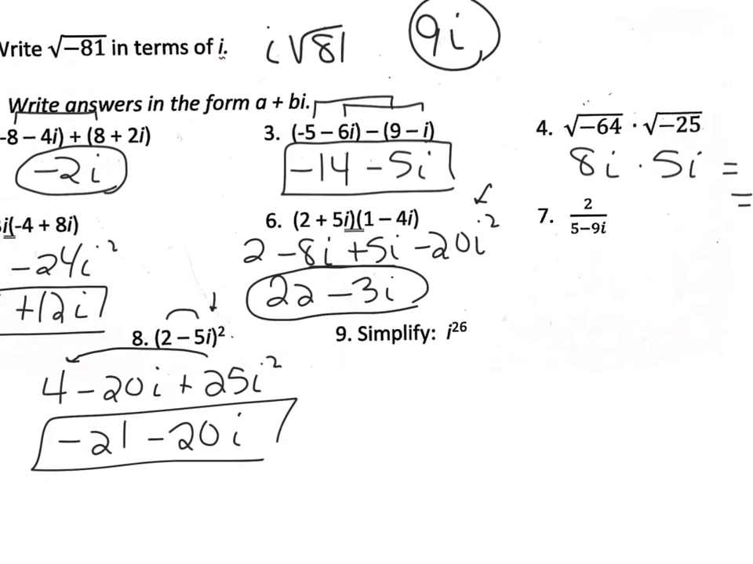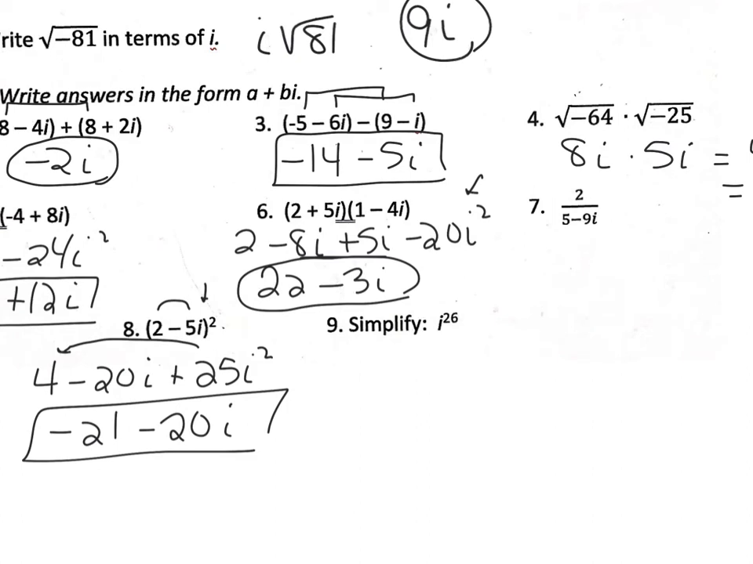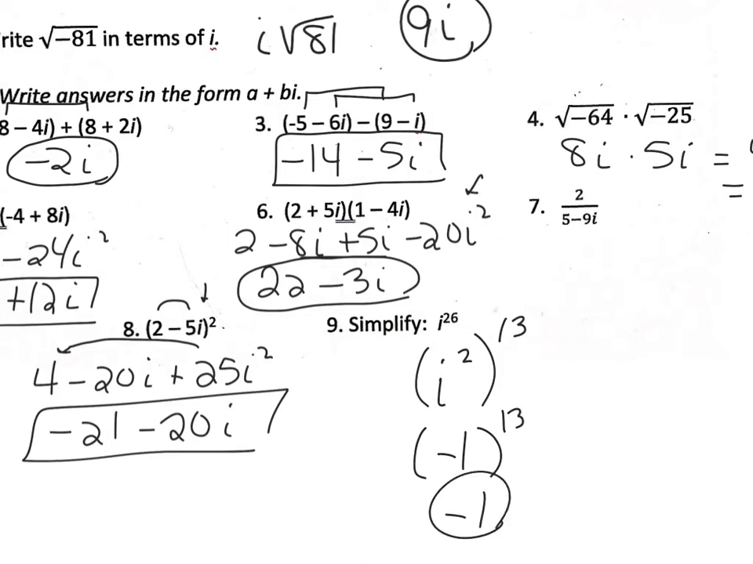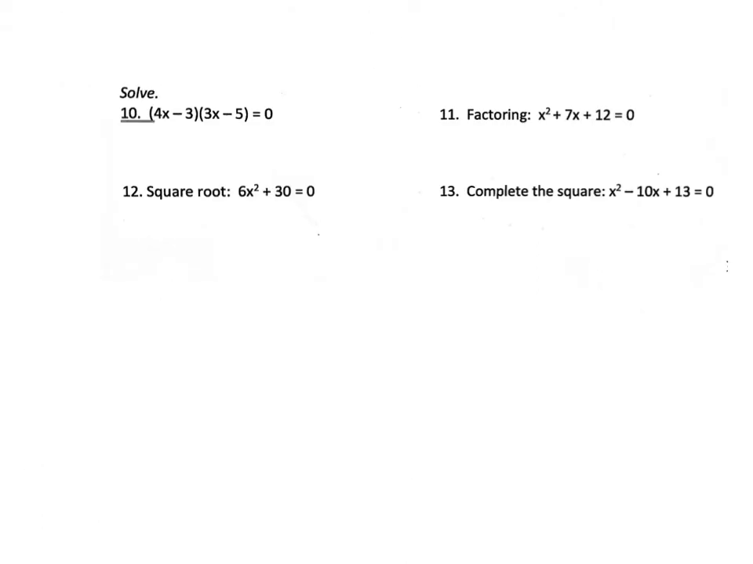Number 9 is just to simplify. You have i with an exponent. Always break these down with i squares. I'm going to do i squared to the 13th power because that represents 26 i's. i squared is negative 1 to the 13th power. And because it's an odd power, the negative stays. So the answer is negative 1.